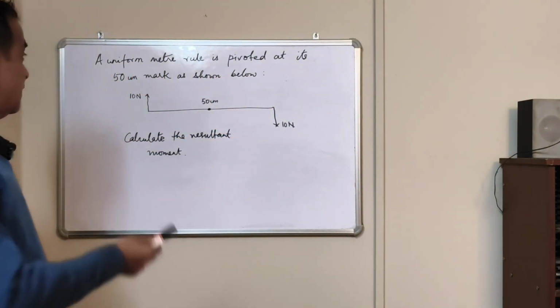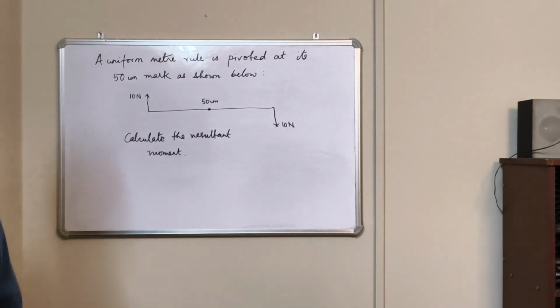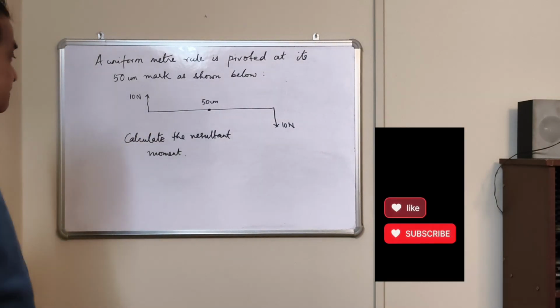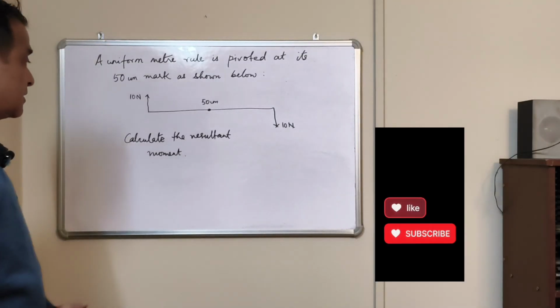All right, students. Now this is a question for you to solve. A uniform meter rule is pivoted at its 50 centimeter mark as shown below. So here's the diagram. And we need to calculate the resultant moment. Please solve this and mention your answer in the comment box.